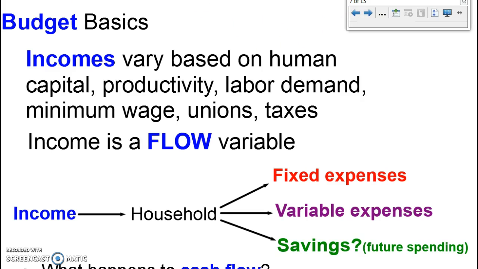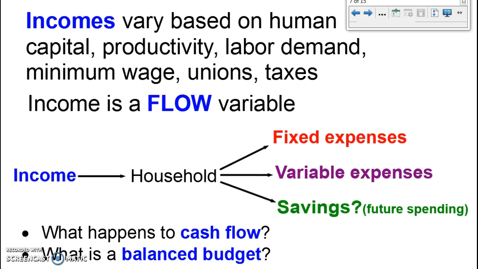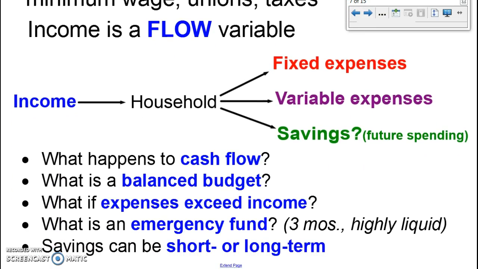One thing that personal finance experts like to talk about is stock versus flow variables. So a flow variable is one that, think of it as being in a stream, okay, like water in a tap, right? Your income flows into your household and flows out in the form of various expenses.